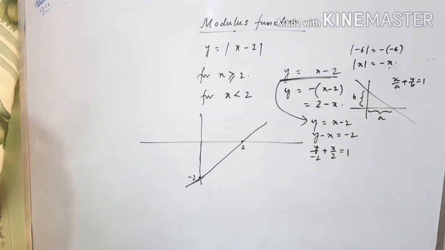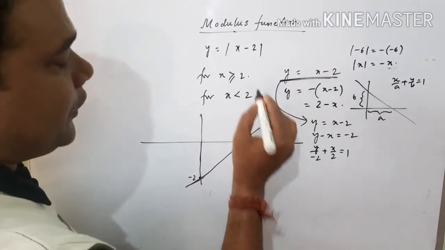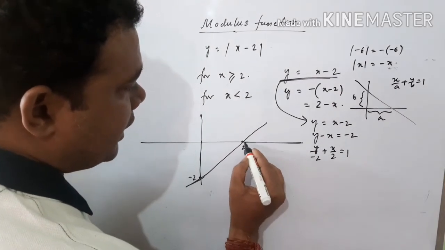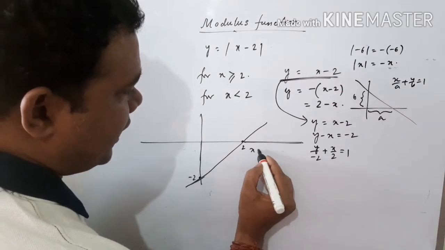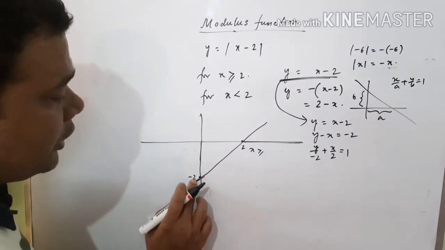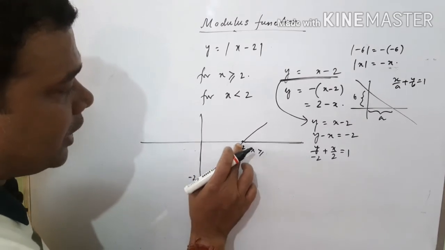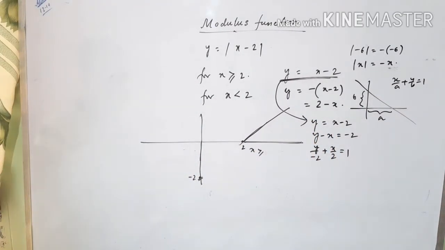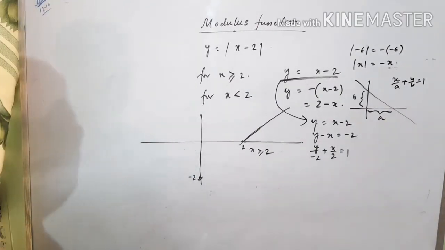Now the question is, where is the line valid? The line is valid at the right of 2. So at the right of 2, that is x greater than 2, the graph is valid. So we erase this portion of the graph and draw the graph like this. So this one is when x is greater than 2.